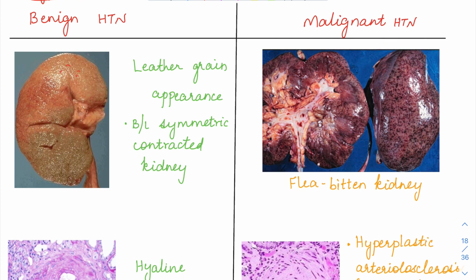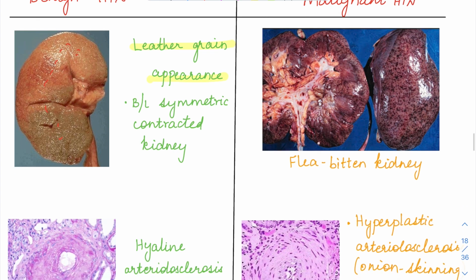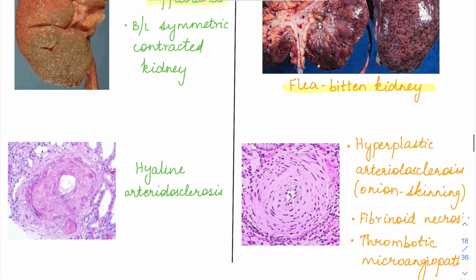And here the appearance, if you see, it is all having this dot kind of appearance, right? So it appears like a leather bottle. So it is also called a leather grain appearance. While a flea-bitten kidney we have already seen in many other conditions, including malignant hypertension. So flea-bitten kidney in malignant hypertension, leather grain appearance in benign hypertension. And the microscopic features are also kind of different.